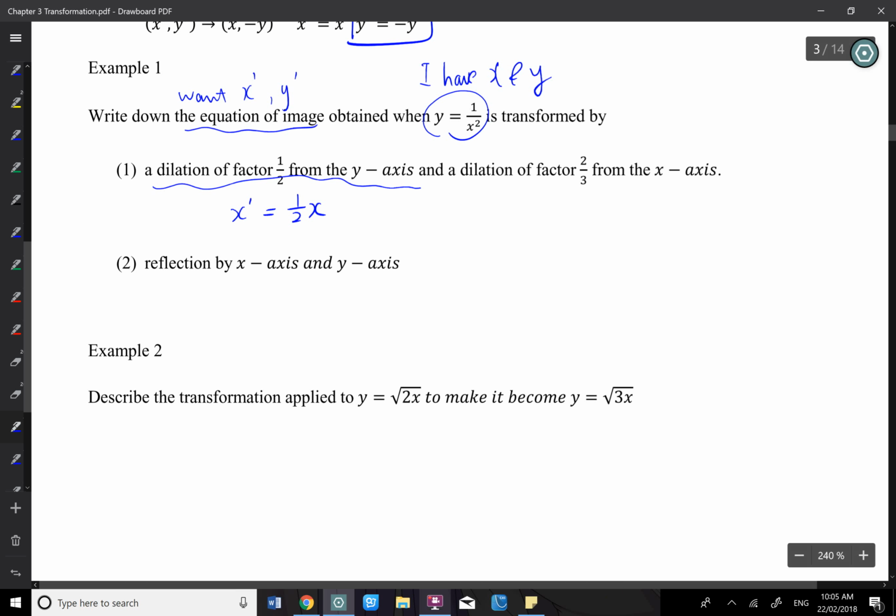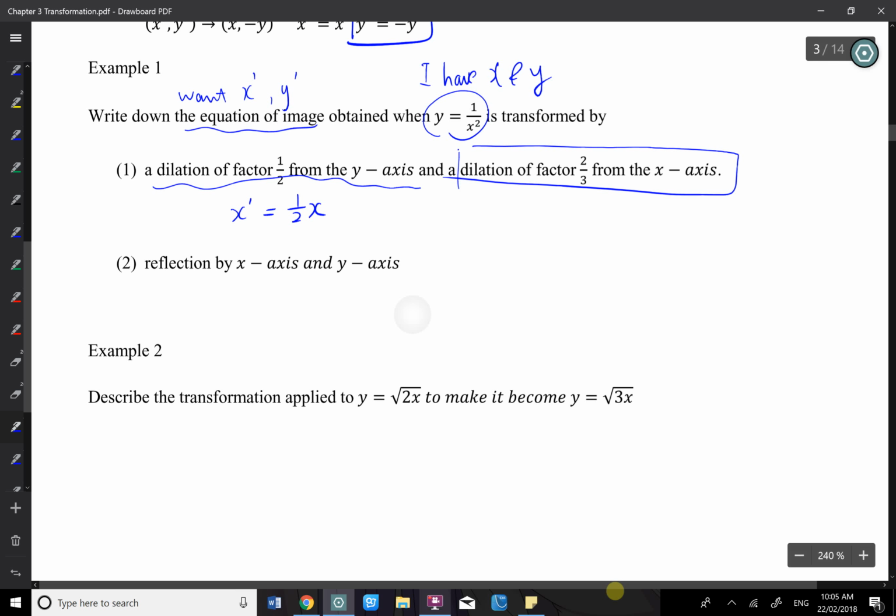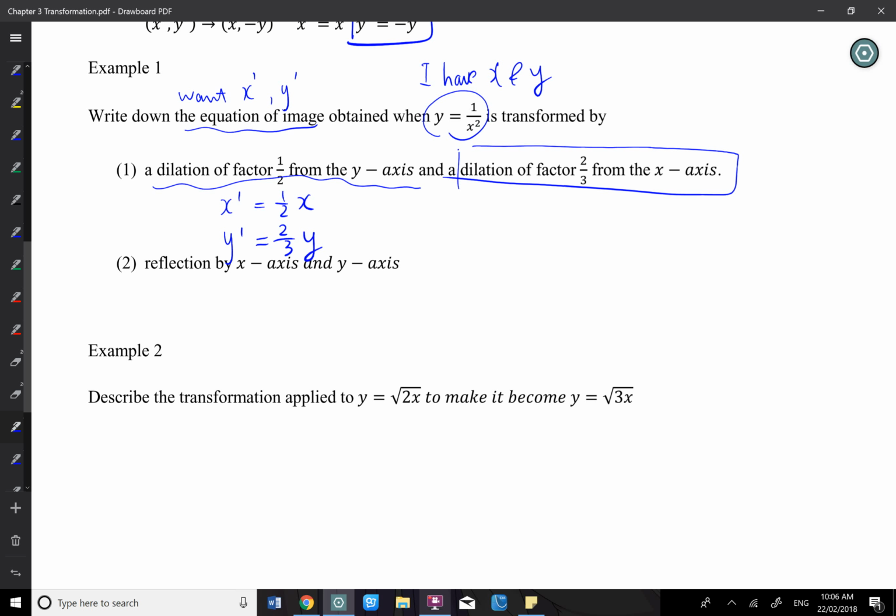And the dilation of factor 2 over 3 from the x-axis, what can you write? You should actually write that down on your paper. So I have x dash equals half x. This one will give me y dash equals 2 over 3 y. That's how you can write dilation.